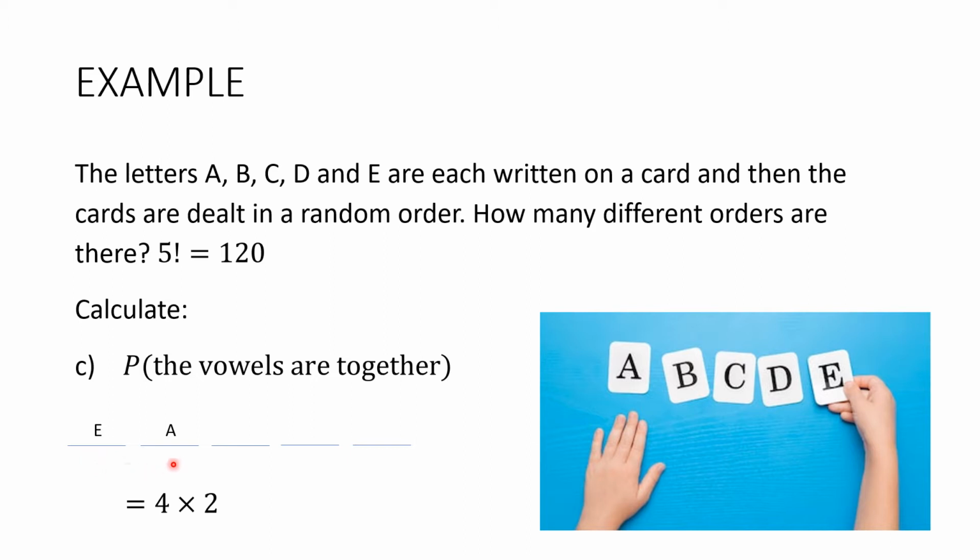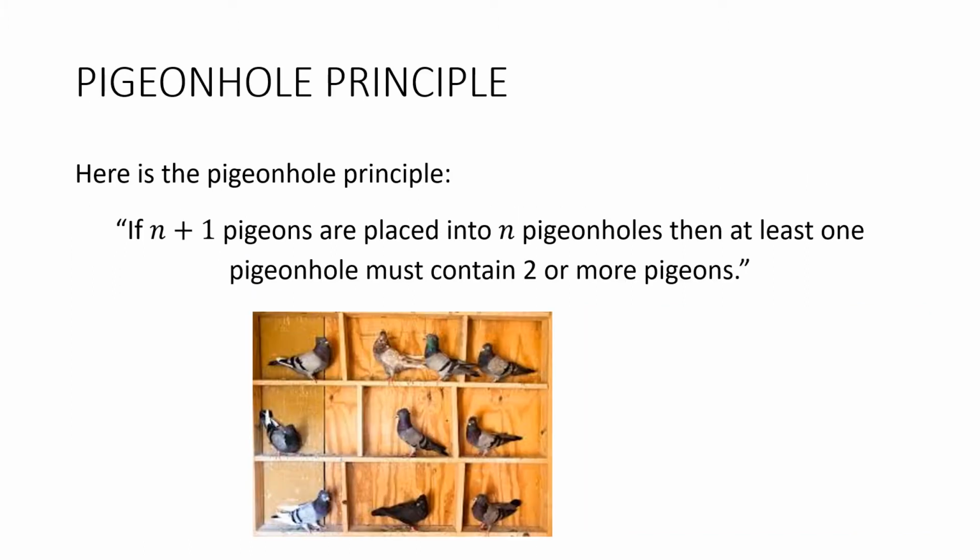Now once I have placed them in one of those positions, there is 1, 2, 3 factorial ways that I can place the other letters. So altogether there are 48 different arrangements. And the question is, what's the probability that the vowels are together? Well, that will be 48 out of 120. Okay, so let's move on.